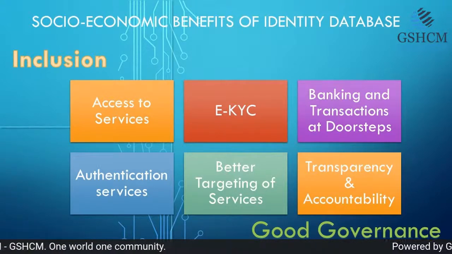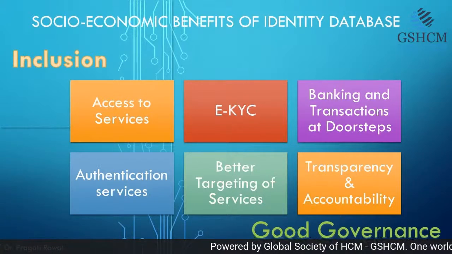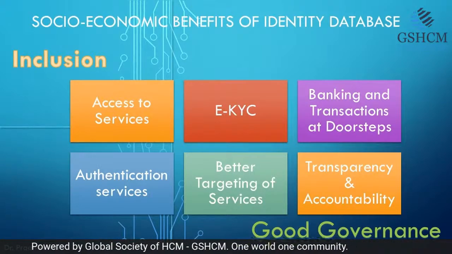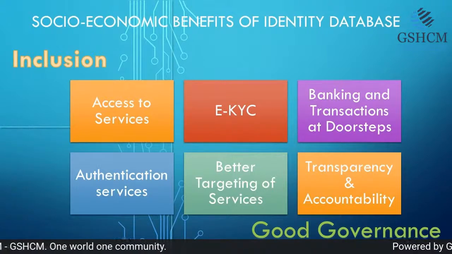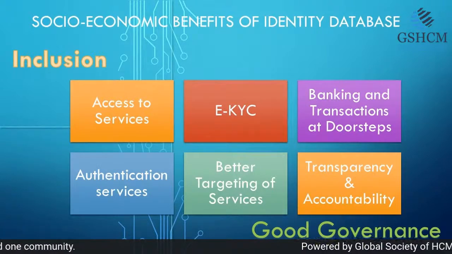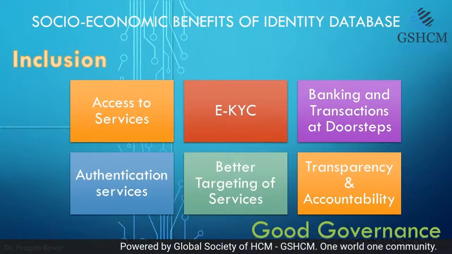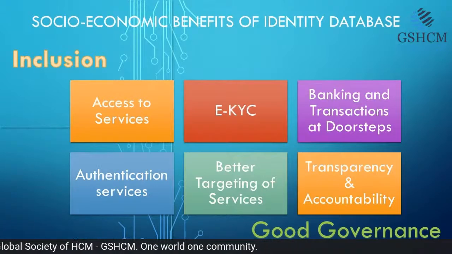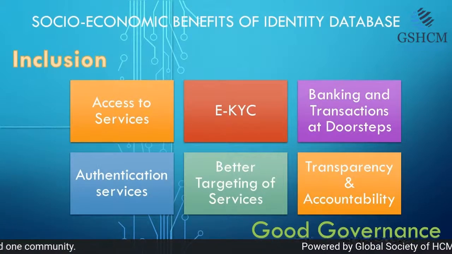So the total number of authentication transactions performed up to 2 years back is more than 8.5 billion. The system has an everyday capacity to process 100 million authentication services. So think in terms of how much benefit it is providing to various services: banking, several government schemes, as well as other transactions. Now, apart from that, it is also beneficial for good governance.